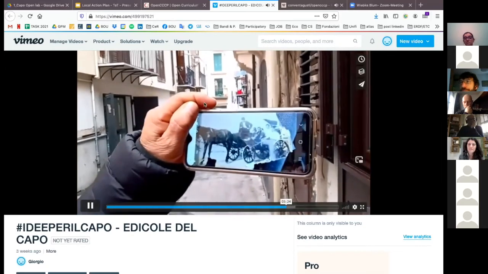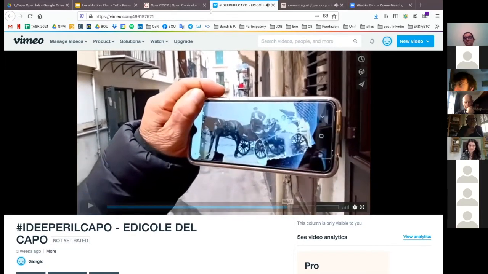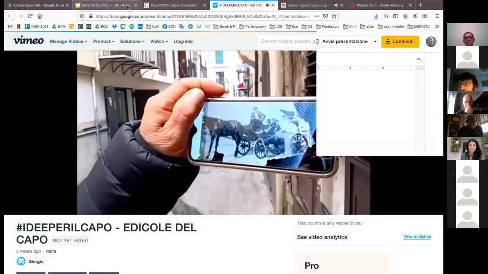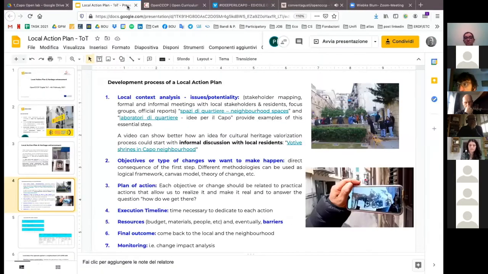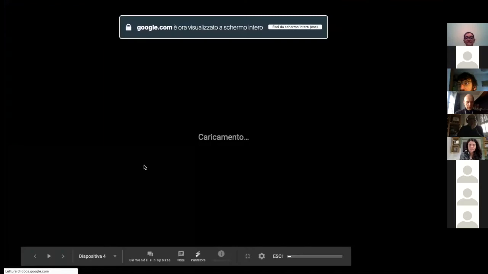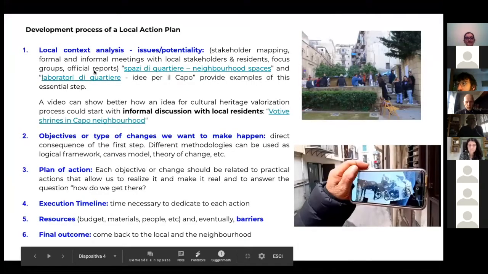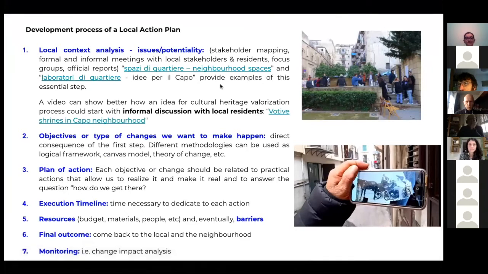Yeah, a lot of things. This is just to give you an example. I hope it was clear what could be the potential of an informal discussion with the residents when you do a local context analysis. In our work, it's really common.